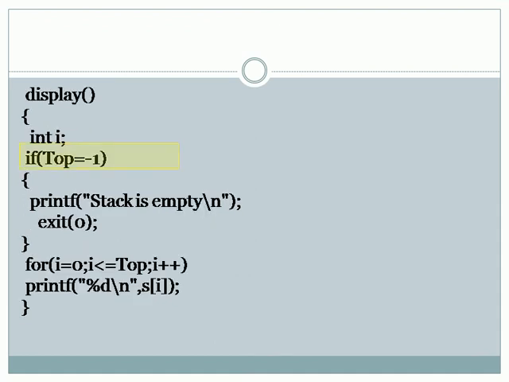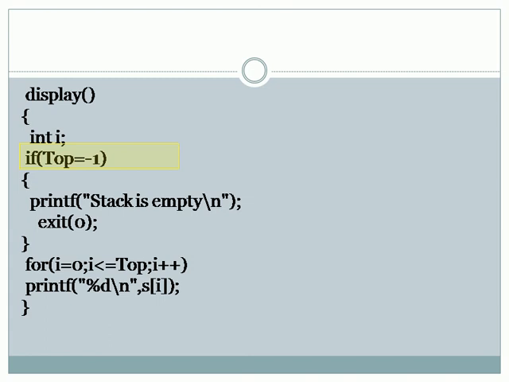Now here we have a display function. This function is used to display the contents of the stack on the screen. This function will display the values only when the stack has some elements. So if top is equal to -1, it indicates that there are no elements in the stack. In that case, we have to display an error message, stack is empty, to the user and stop the process. So I have written here: if top equal to -1, printf stack is empty, then exit 0.